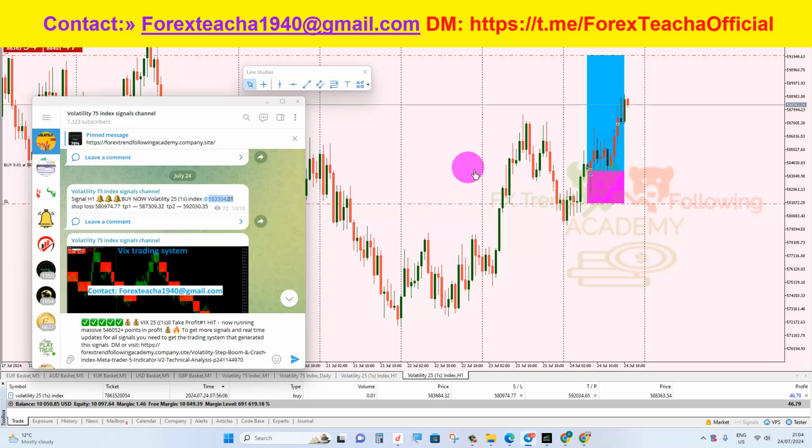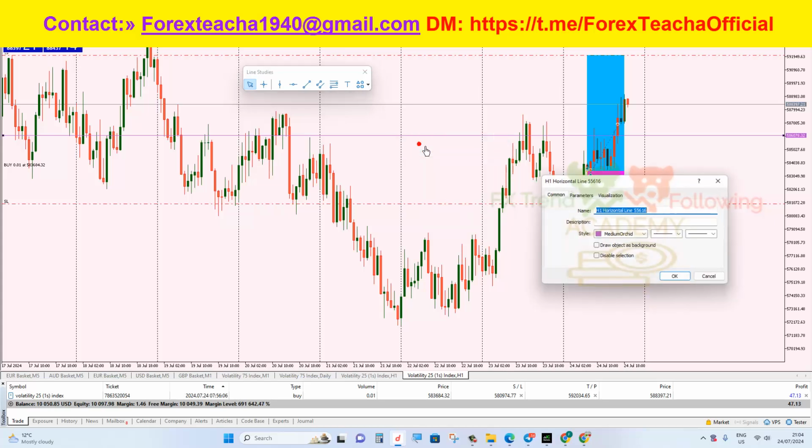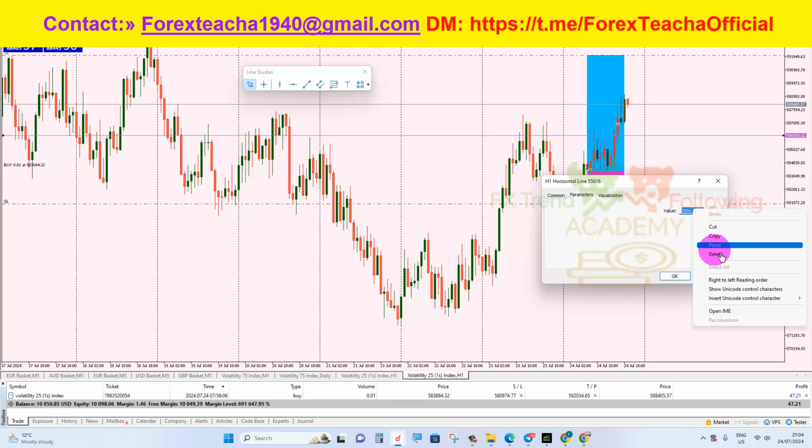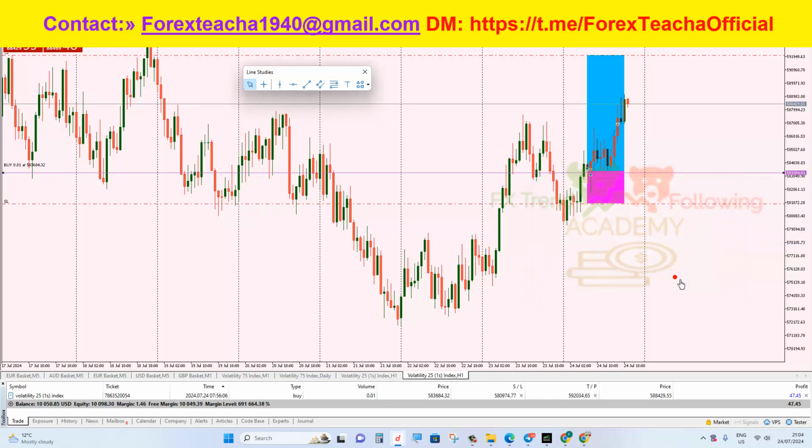583304.01. So I'm going to quickly go to the line studies, and then put the line right here, and also right click on the line and put the parameters and the value. It should go exactly where the entry price was. All right, so as you can see, this was our entry price, and if you come here, you could also see that there was a buy here and a buy here. So this was the second buy, this first buy was here.